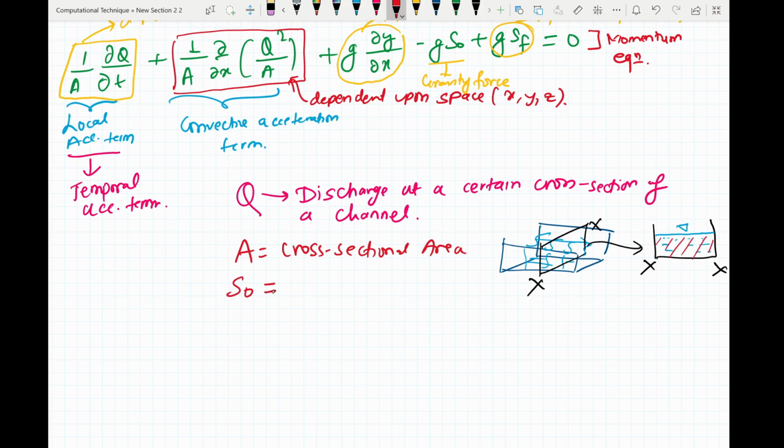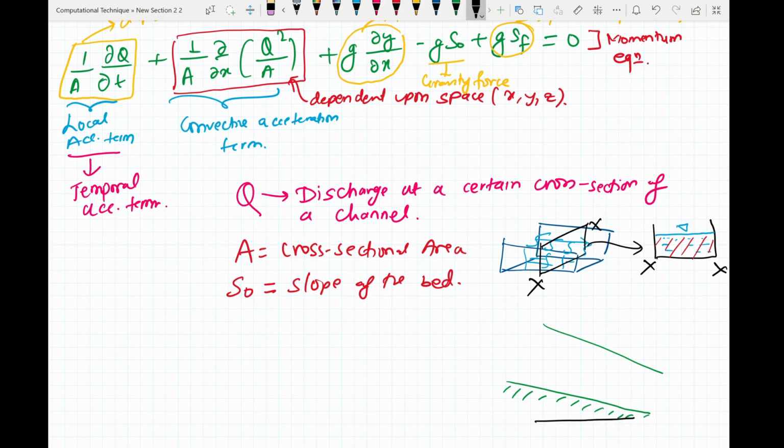S0 is the slope of the bed. For example, if this was a channel which was inclined at a certain slope, this slope would equal to S0. And let's say your water is flowing at this level here. Now this slope, the slope of the water here, which is SW, is nearly taken as slope of the bed. Your water will be flowing from here, which is the inflow, and exiting here, which will be the outflow. And you may have storage here.